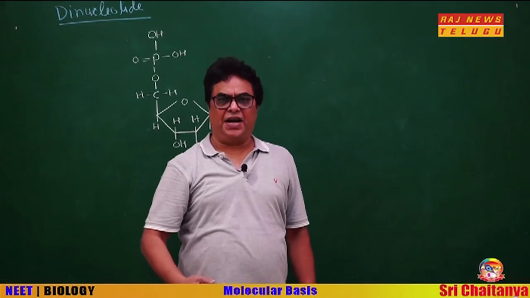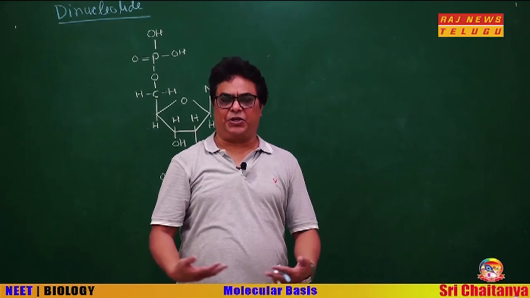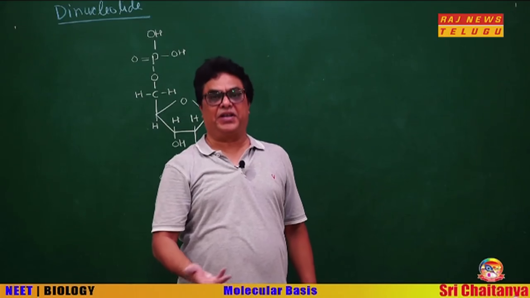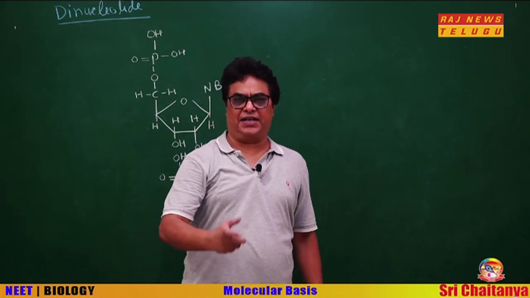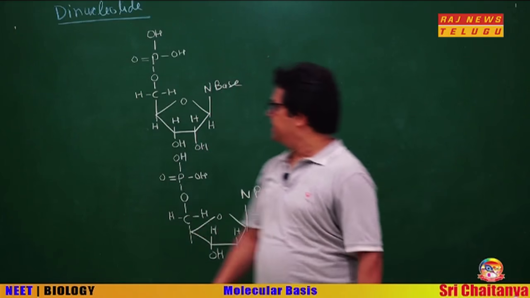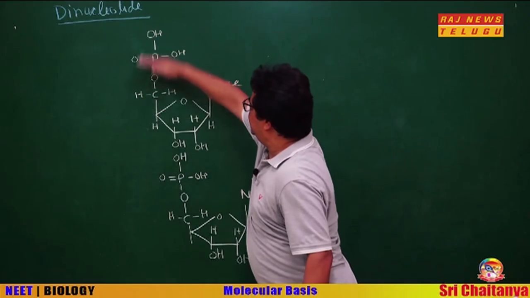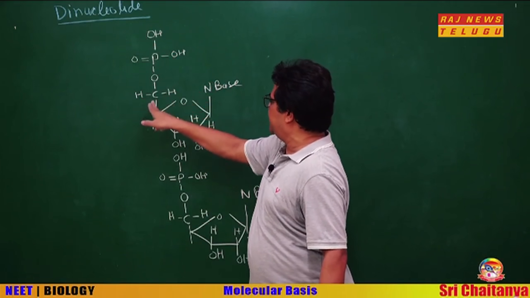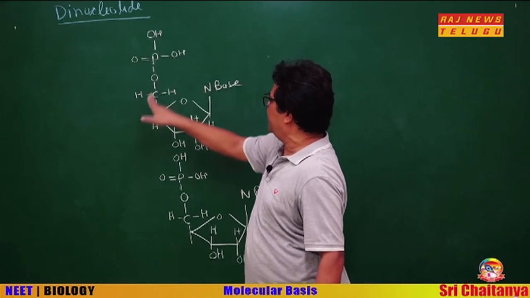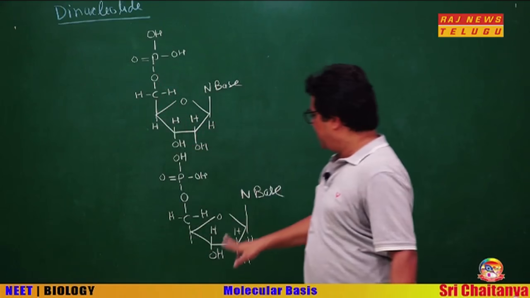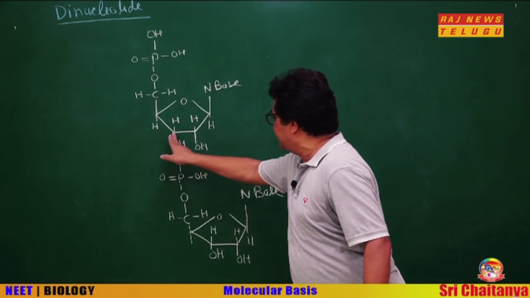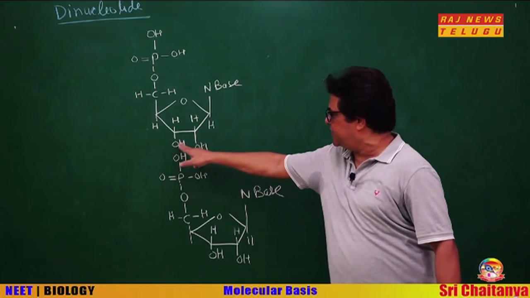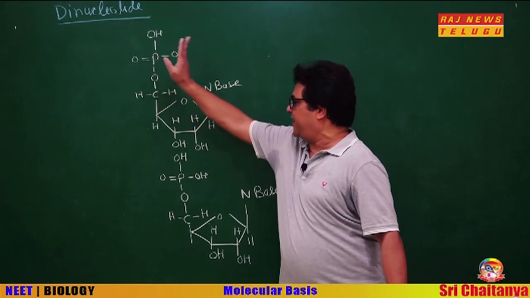Now let us see how nucleotides are joined to each other to form a polynucleotide. For this I am showing an example of a dinucleotide. See, this one is a nucleotide. This OH of phosphate is attached to the fifth carbon, C5, and this OH is attached to C3.